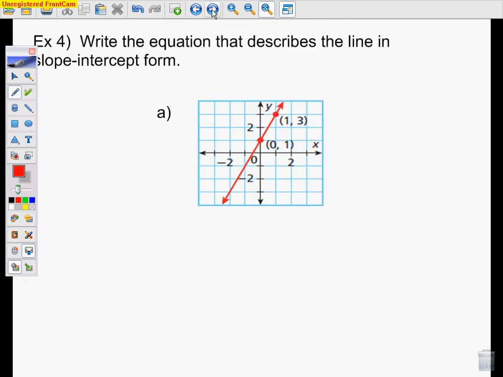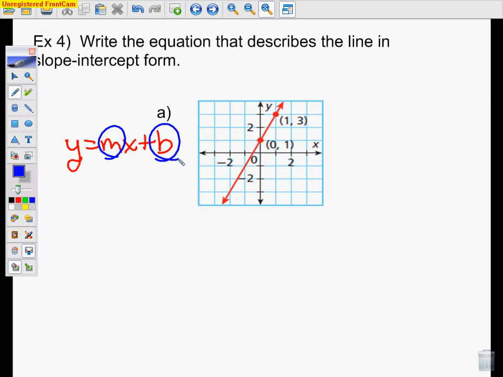All right, let's go ahead and do this problem. Write the equation that describes the line in slope-intercept form. All right, we'll do this one together. You don't necessarily need to copy down the graph, but let's just kind of work through this problem. All right, so we know that the slope-intercept formula is y equals mx plus b. So the two values that we need are the slope and the y-intercept.